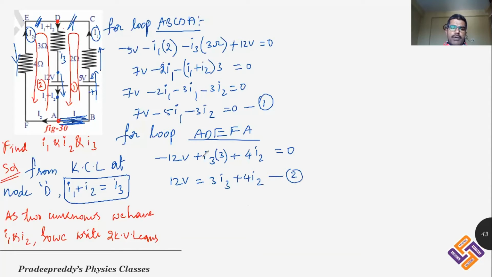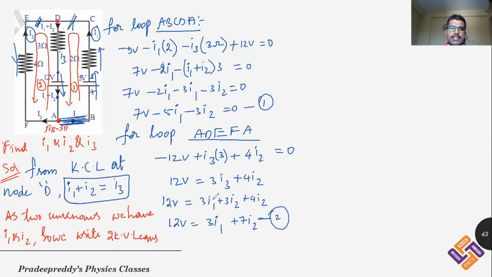So we have got 2 equations. One is 7 volt minus 5 I1 minus 3 I2 is equal to 0. And here also I3 can be written as I1 plus I2. I'll just replace that. 12 volt, I'll replace this I1 plus I2 here. 12 volt is equal to 3 I1 plus 3 I2 plus 4 I2, that is 12 volt is equal to 3 I1 plus 7 I2. This is equation number 2.